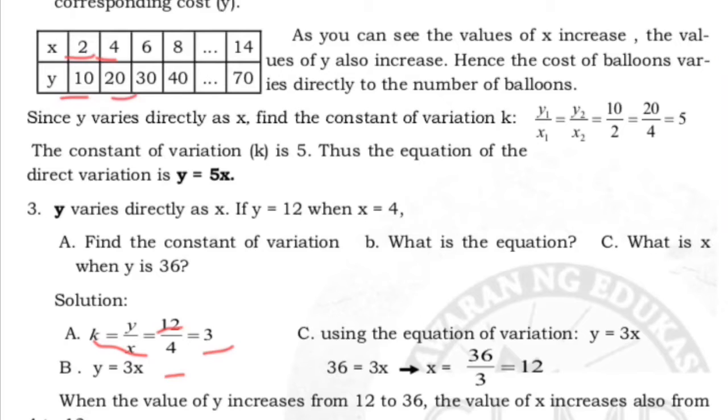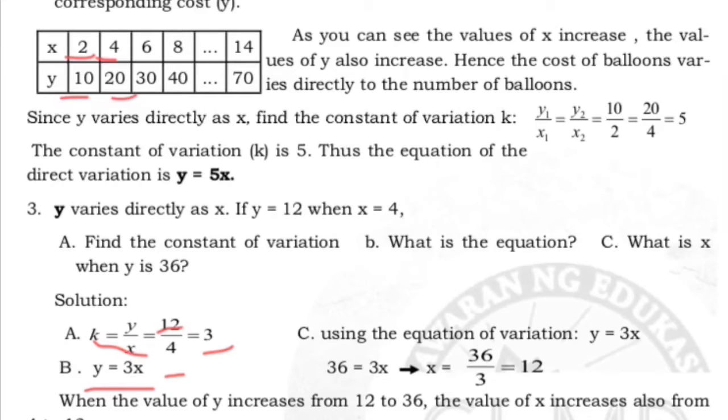So the equation will be y equals k times x. Then since k is 3, substitute k with 3. So the equation will be y equals 3x. Letter C, what is x when y is 36?